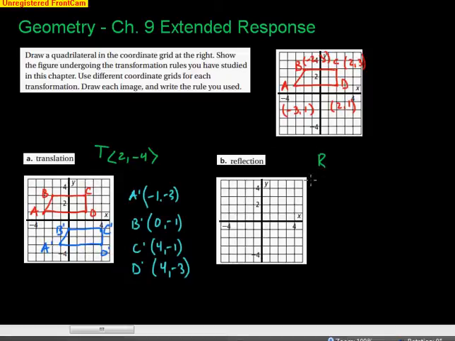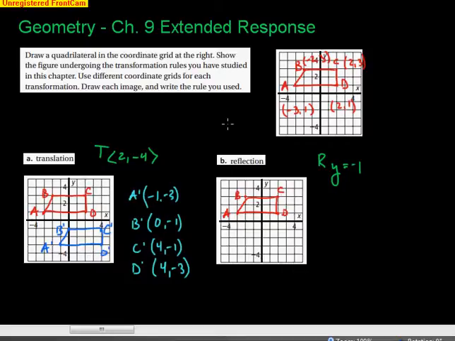So let's reflect, and let's pick the line y equals negative 1. And again, I picked the line that's going to be helpful for me in terms of how much space I have. So I'm going to put the original figure on here. A is at negative 3, 1. B is at negative 2, 3. C is at 2, 3. D is at 2, 1. There's my original quadrilateral, A, B, C, D.